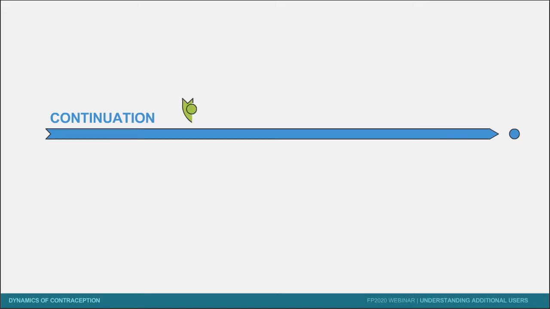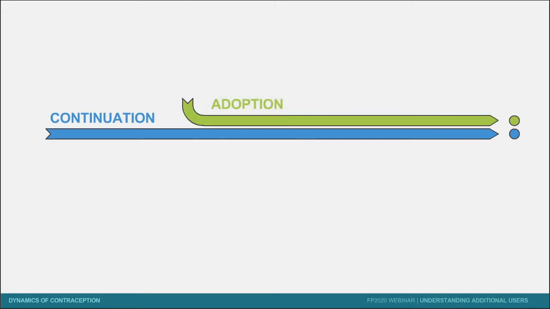In the next example, an imaginary woman shown in green this time starts to use contraception. So she's adopting a method at this point in time. It could be that she's using contraception for the first time in her life, or it could be that she was using in the past, had stopped using, and is now resuming use again.